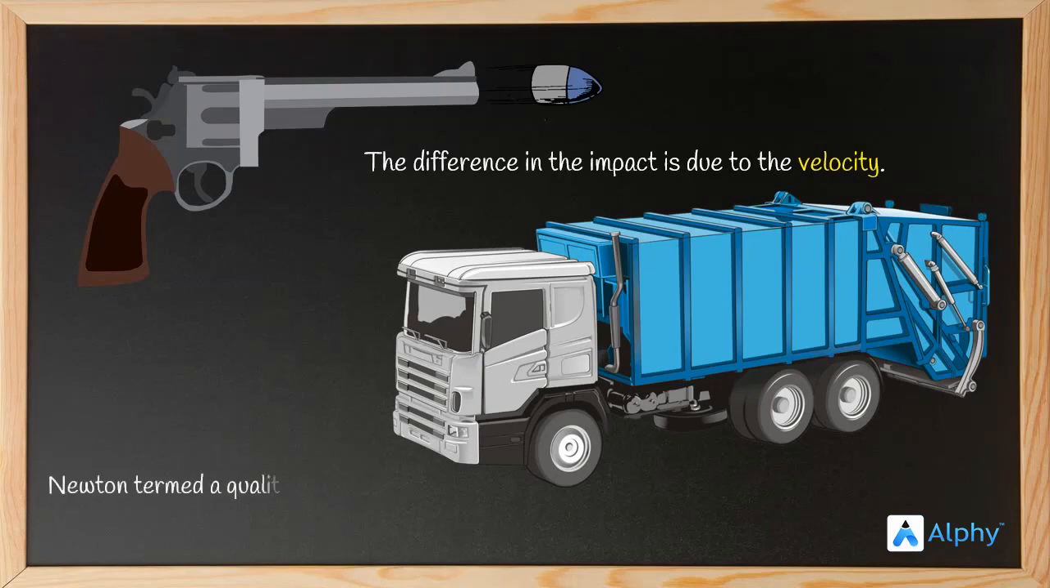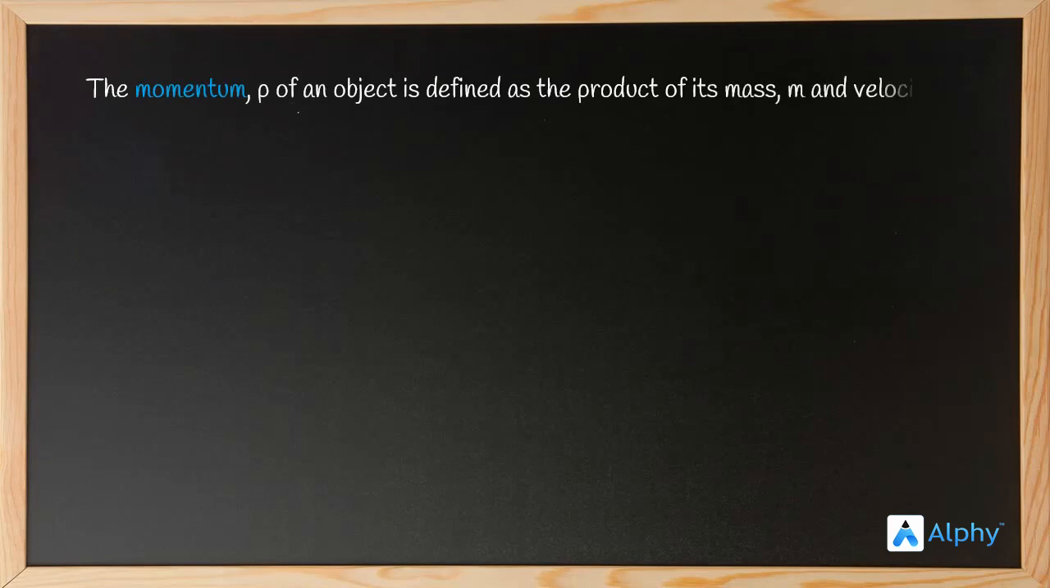He termed a quality which depends upon mass and velocity of an object. He called it momentum. The momentum p of an object is defined as the product of its mass m and velocity v. Newton figured out that momentum depended on mass as well as velocity, so he gave a formula. p is equal to m into v. Let us now study the properties of momentum.